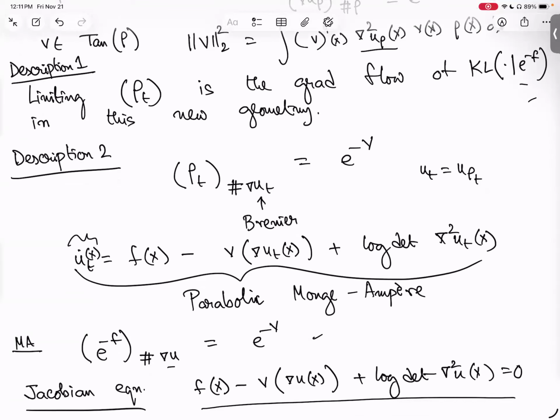So I'm giving two equivalent descriptions of the same limit of Sinkhorn. One is by describing how the marginal flow is converging by some geometric description. And the second one is saying, okay, let's always fix the y marginal and track how my Brenier map is converging, evolving. And that's a parabolic Monge-Ampère.